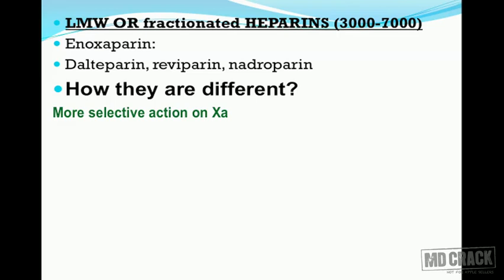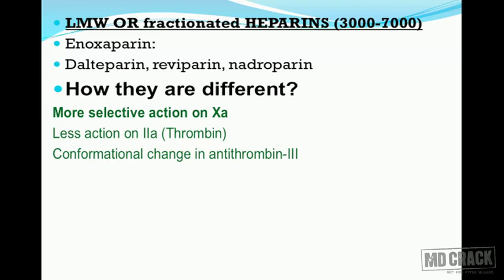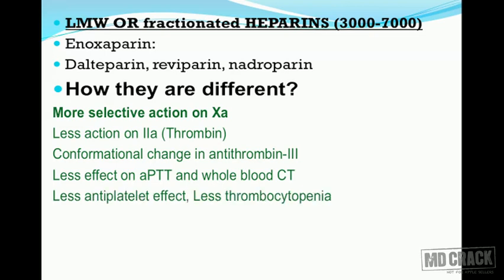They have more selective action on factor 10A, and less action on thrombin, that's factor 2A. That's the most important reason. The selectivity of the action is on 10A and they are not concentrating on thrombin. They produce a conformational change in antithrombin 3, so they have less effect on activated partial thromboplastin time and the whole blood clotting time. So that's great. They also have less antiplatelet effect as compared to heparin.